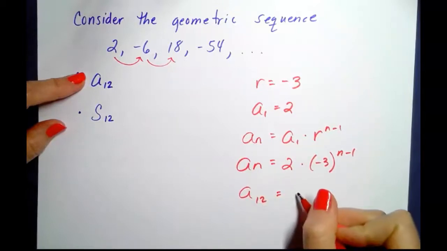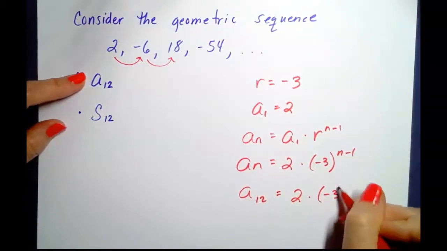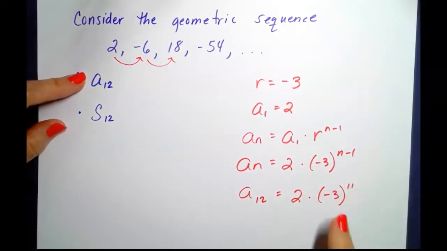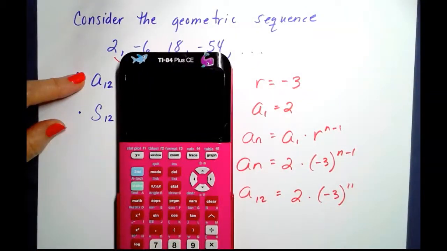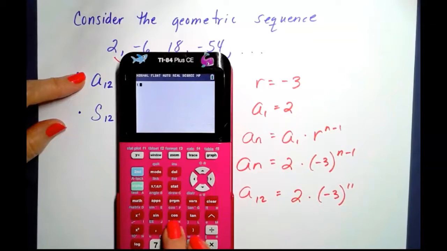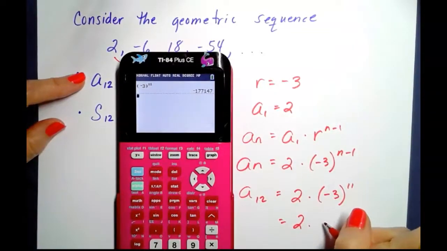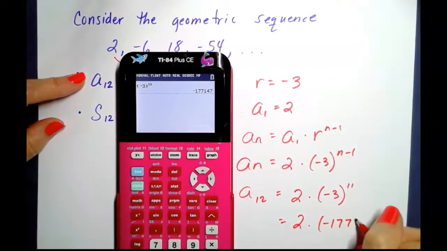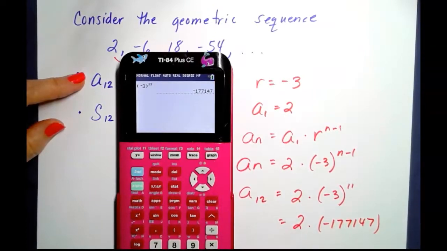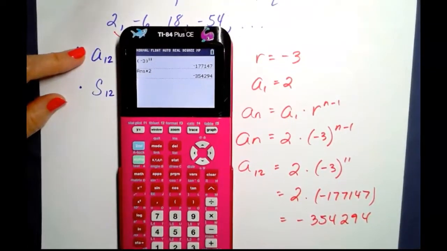So a sub 12, that's going to be 2 times -3, and then 12 minus 1 is 11. It's going to be negative because we're about to raise a negative base to the 11th power, which is a big number. So here we go. And also, if you are putting it in the calculator, put it in parentheses because the calculator always follows order of operations perfectly. So this is 2 times that number, and there's our a sub 12: -3,542,94. So there's a sub 12.